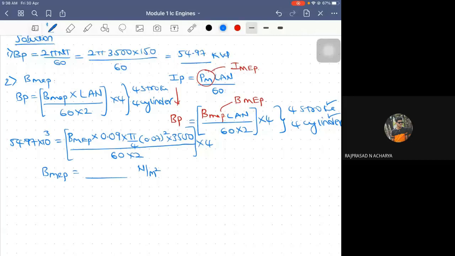Yes, what is the value you got? 1.36 into 10 to the power of 3. I guess the value is wrong. The power has to be at least somewhere near 5 or 6. Sir, 1.36 into 10 power 6.